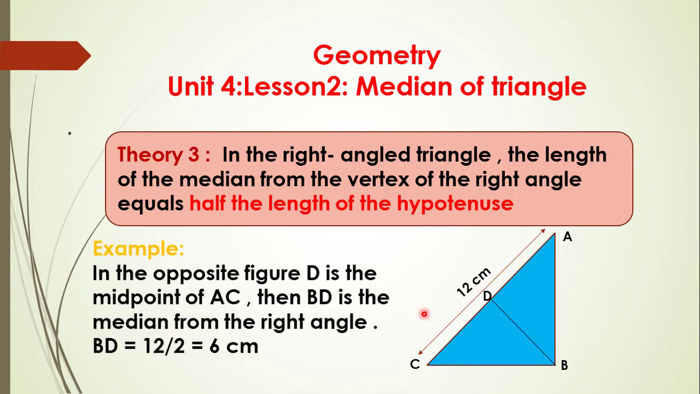Okay. So here BD is the median from the right angle, then the length of BD will be 12 over 2, which is 6 centimeters.